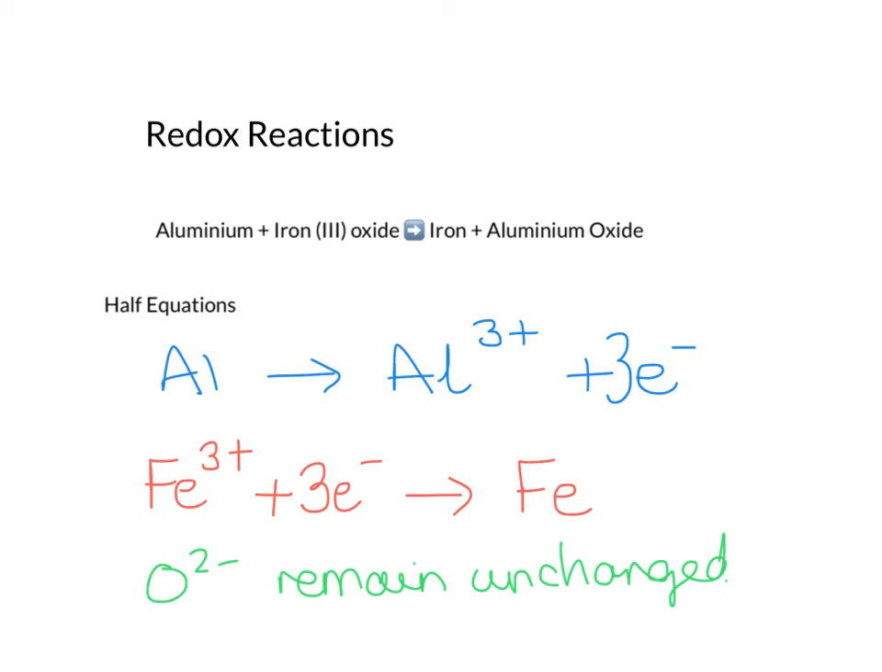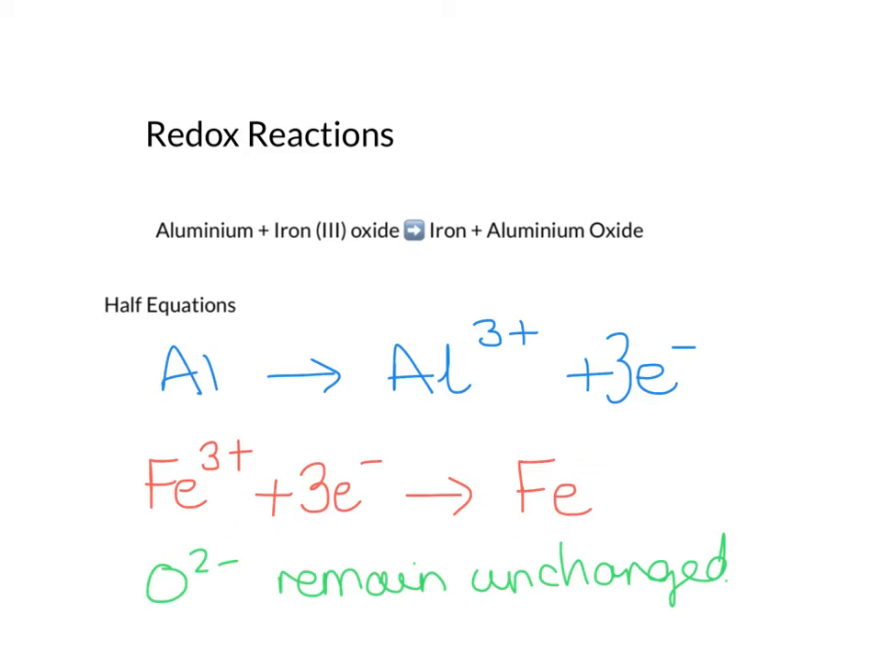But so what? Why is this important? Well, let's go back to this equation again. The aluminium is oxidized to aluminium oxide, and in the process it changes from an atom to an ion. It becomes positively charged. In fact, it loses electrons. The iron changes from iron oxide to iron here. It gains electrons and becomes neutral.